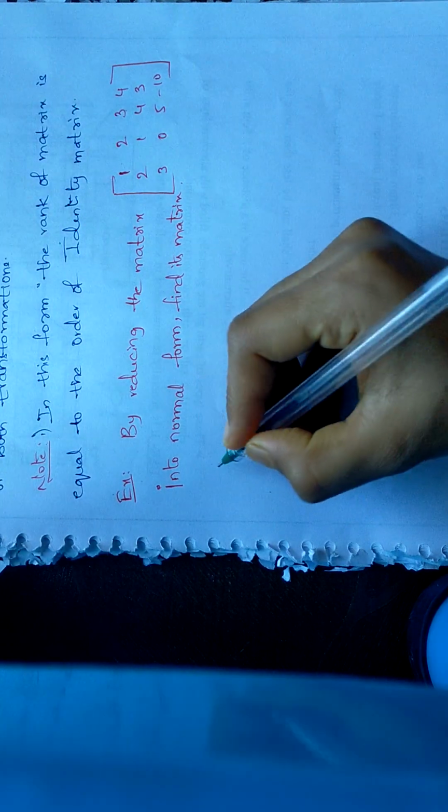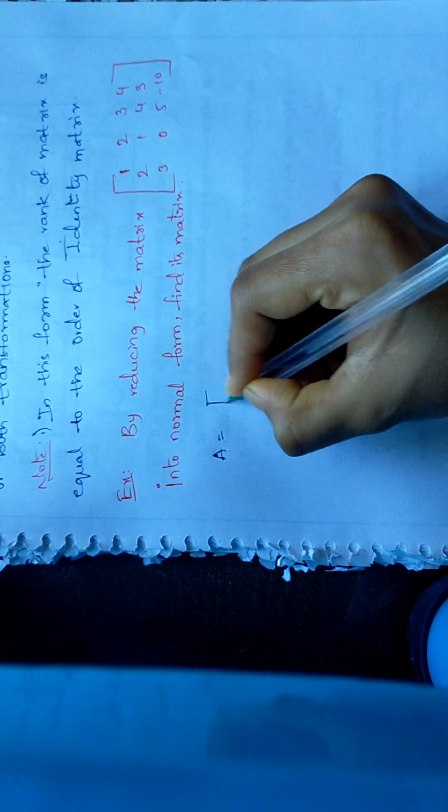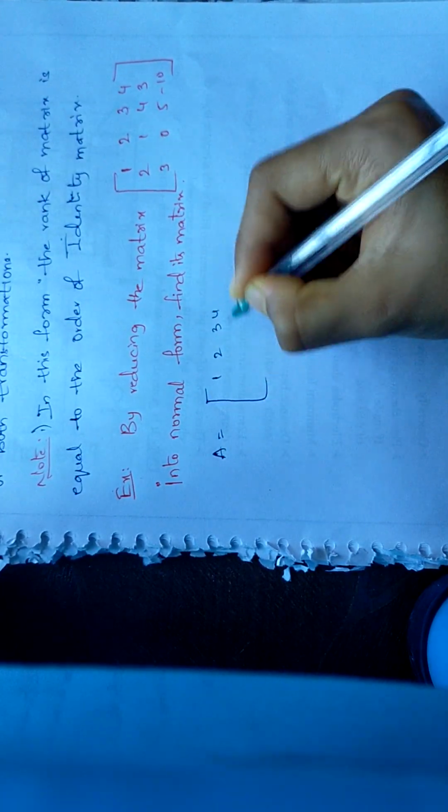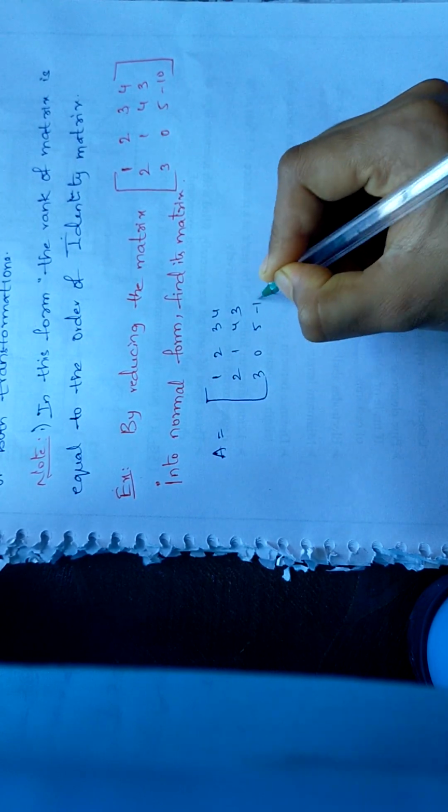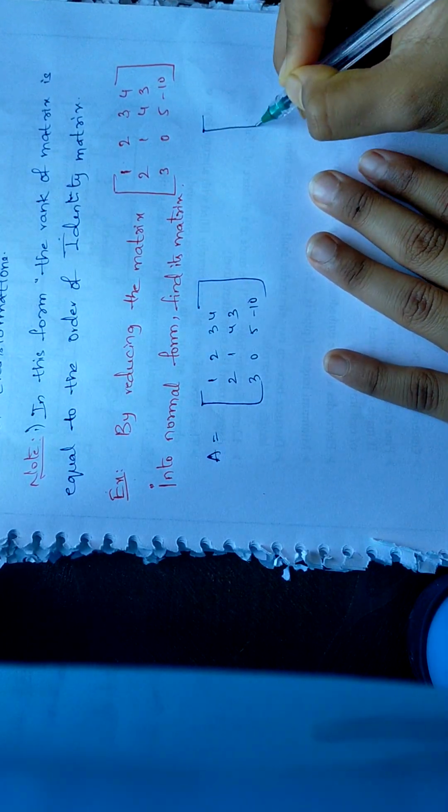First, you have to write the given matrix: 3 4 2 1, 4 3 3 0, 5 minus 1 0. Whatever operation you do, you have to do it for the complete row or the complete column. That means if you want to change the column, change the column; if you want to change the row, change the row. In the end, you should get the identity matrix.